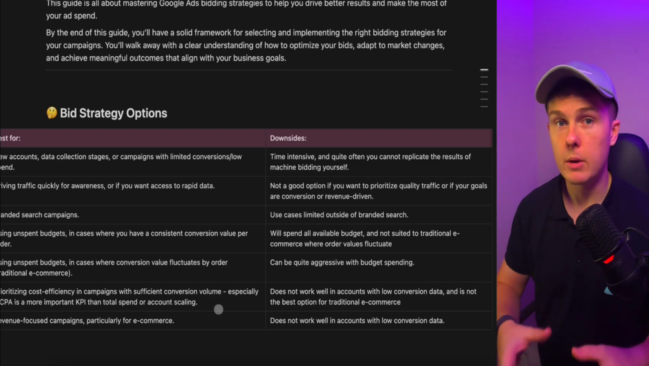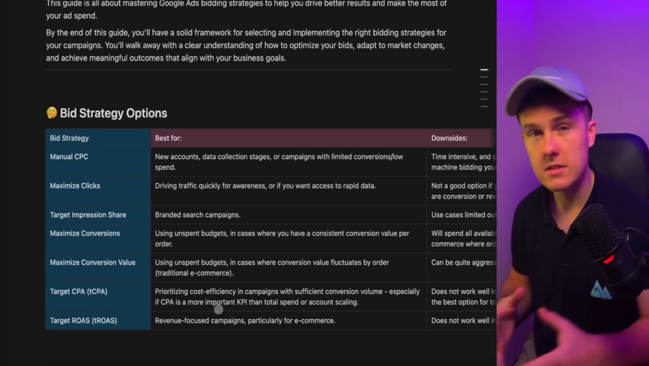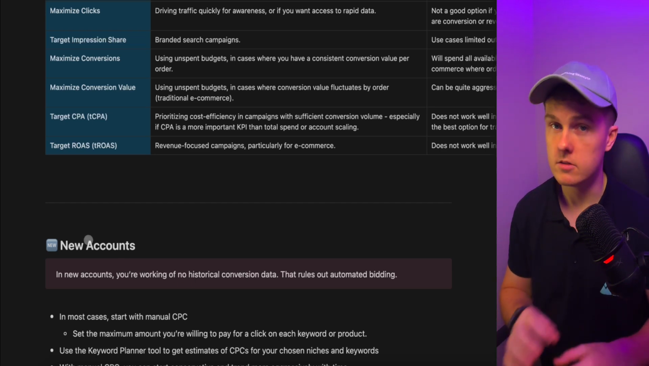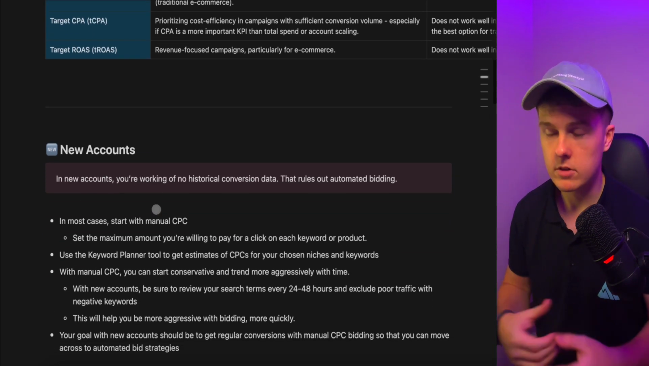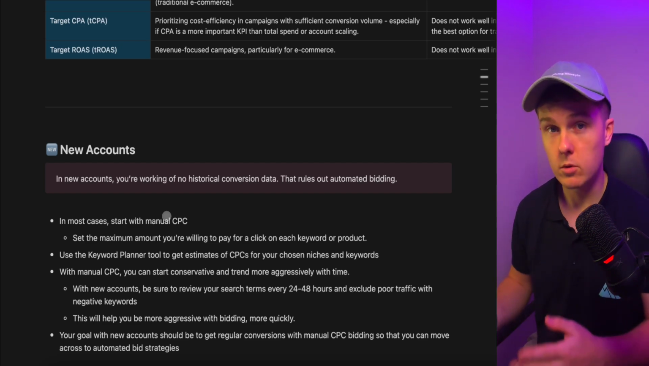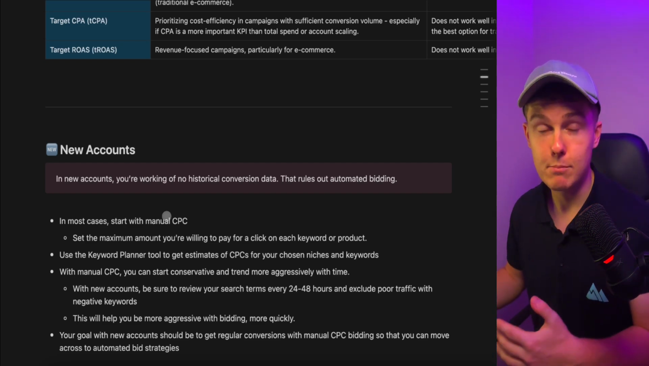So let's talk about the use cases. And I want to start with new accounts. So brand new, 0 conversion data, 0 historical data. You don't have the conversion data for automated bidding to lean on. So manual CPC will help you bridge that gap until you do.